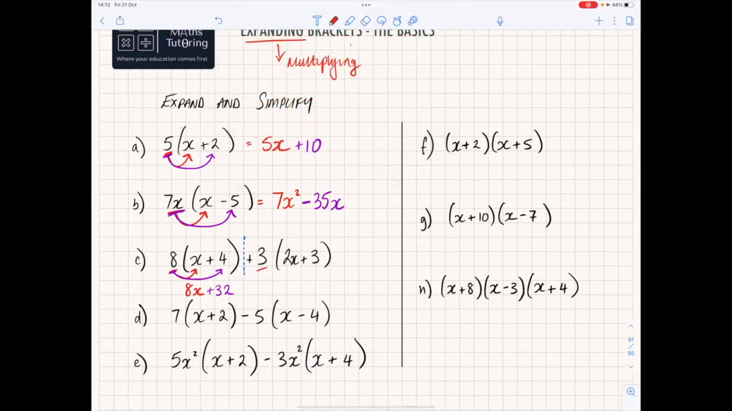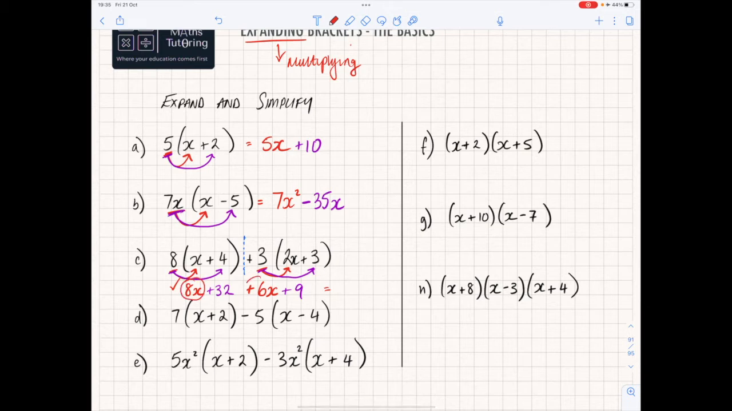Then I do exactly the same here, 3 times 2x, which gives me 6x. And then I end up doing the 3 times the 3, which is 9. Just being aware here that this is a positive 3 times the 2x, so that ends up making a positive 6x. Okay, now in an exam that would be your first mark, but then from there what we need to do is actually collect our like terms. So this is our simplify bit.